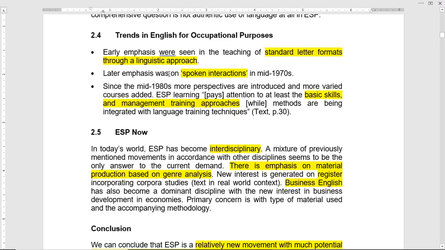Later, the approach changed to the communicative approach, that is spoken interactions at the occupation. They should be able to communicate. Then mid-90s, 1980s, more perspectives are introduced and more varied courses added. ESP learning pays attention to at least the basic skills and management training approaches. Methods are being integrated with language training techniques. It's all learner-centered, management training approaches. So all these things are introduced into occupational purposes.